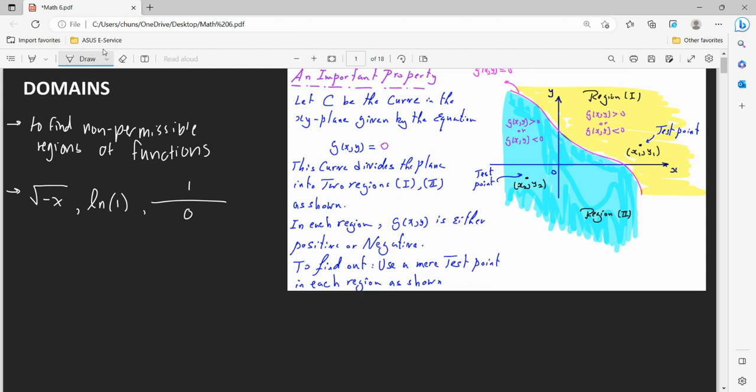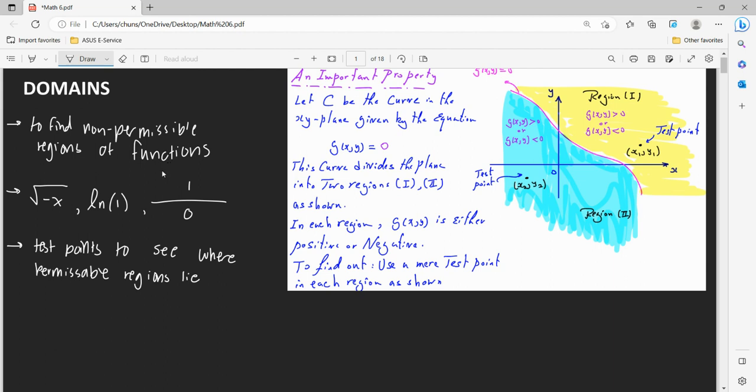And in order to find where in a region our domain is permissible, we use test points to see where our permissible regions are. So this will make a lot more sense when we move on to our next examples.